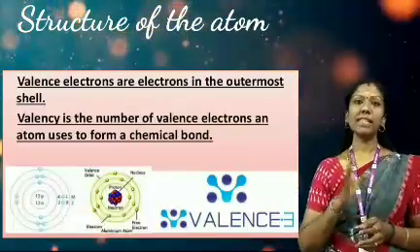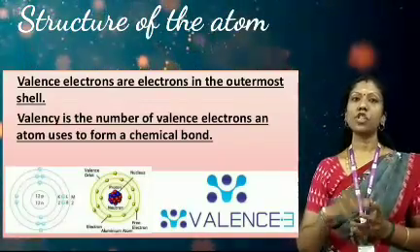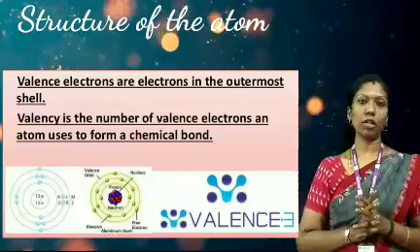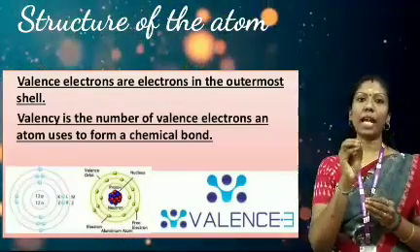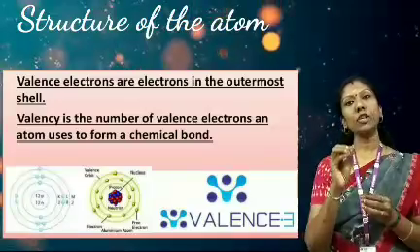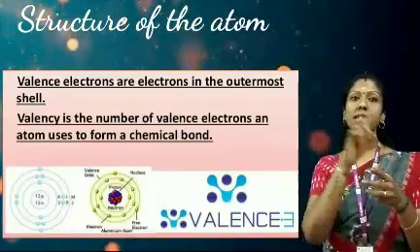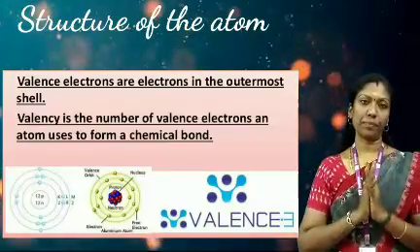The next one is, what is valency and what is valence electrons? To understand valency and valence electrons, you should know the structure of the atom, which is proposed by Niels Bohr. It is also given in the textbook, the figure. Now, when I take an atom, the center of the atom is the nucleus. Inside the nucleus, we have two subatomic particles, protons and neutrons. Outside the nucleus, we have orbits on which electrons are revolving.